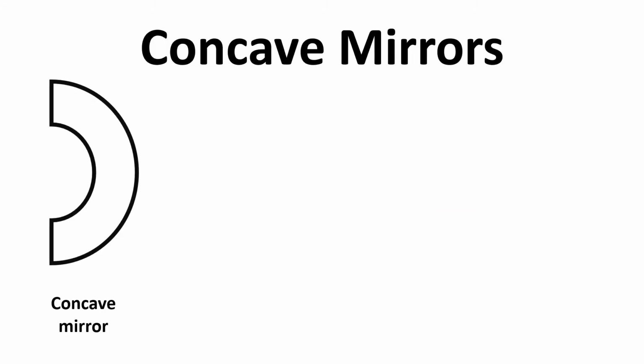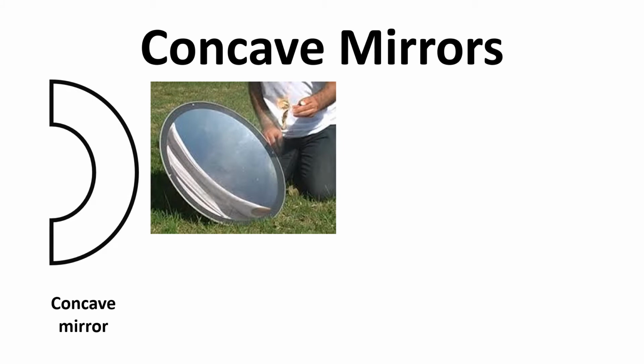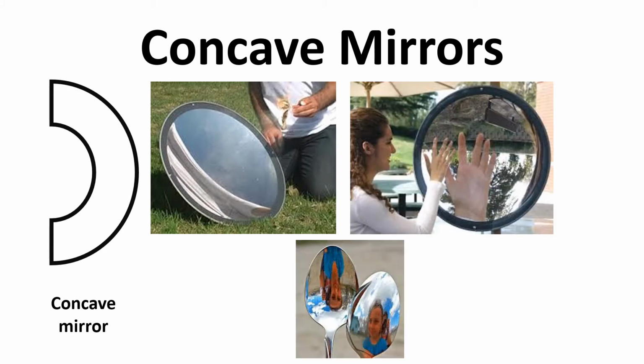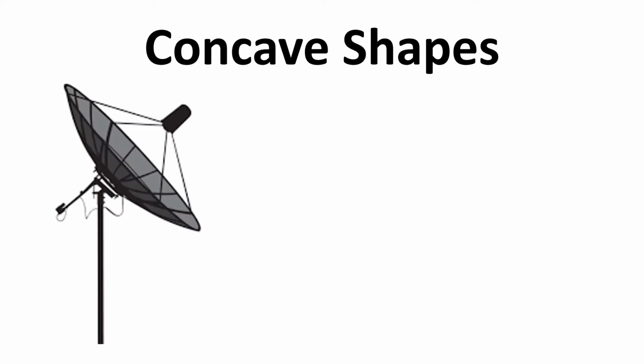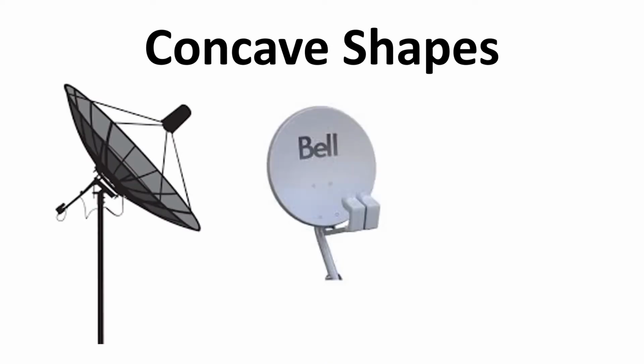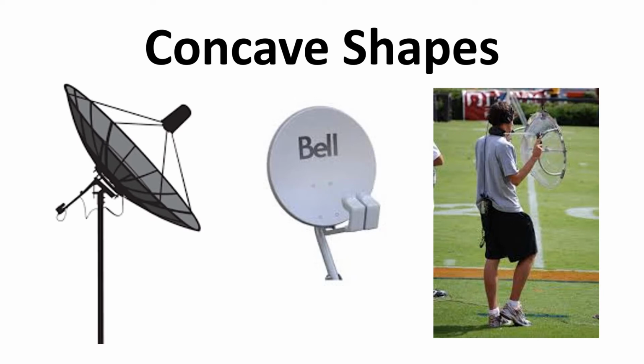There are a few types of concave mirrors you may have come across in your lifetime. Here are a few examples. By the way, the spoon, this is the one that is concave. This is convex. We're not looking at that in this video. Again, these are some concave shapes you may have seen out in real life.